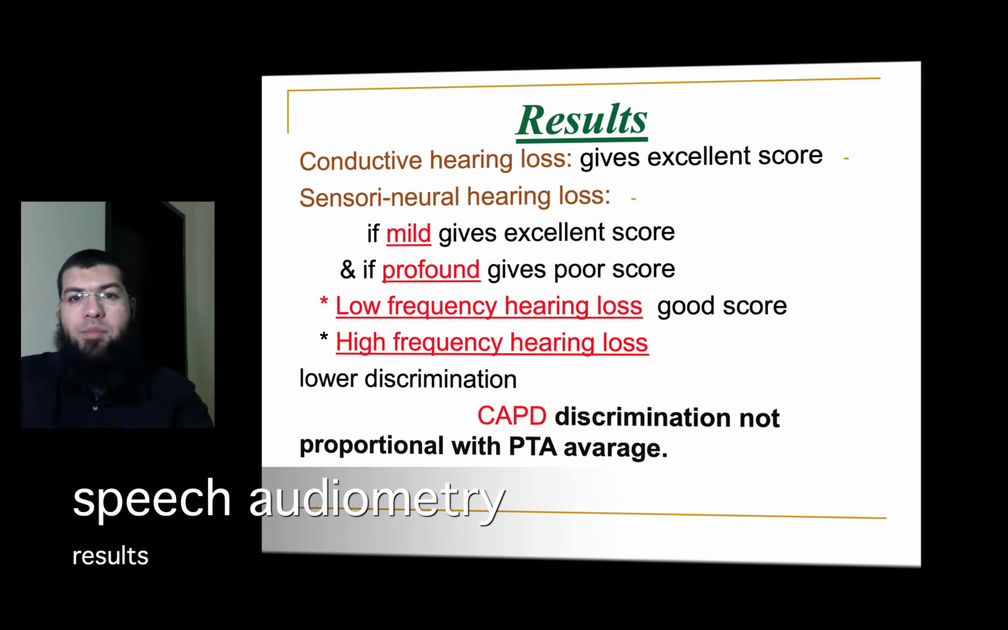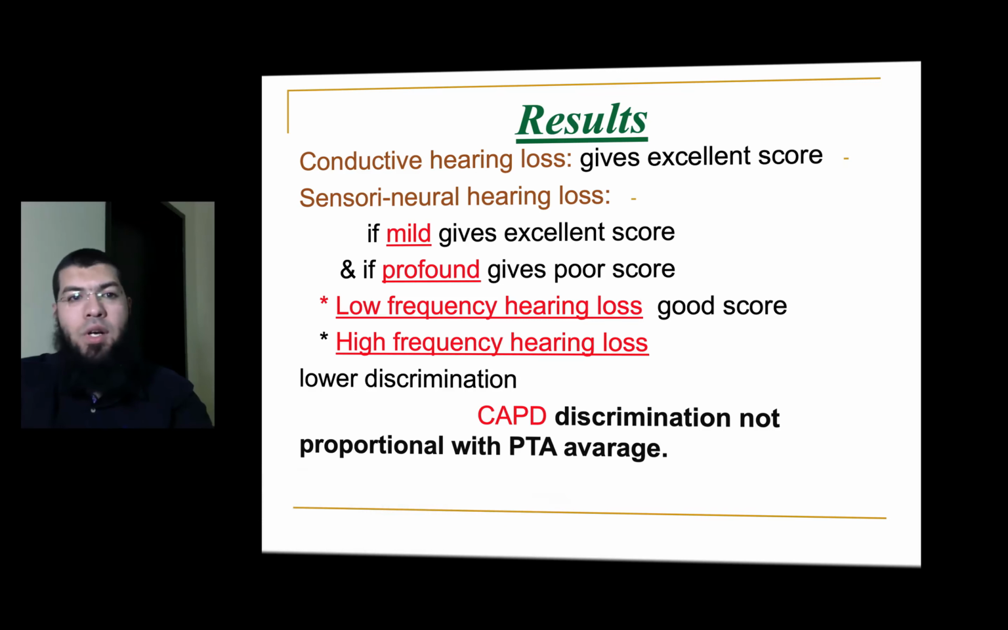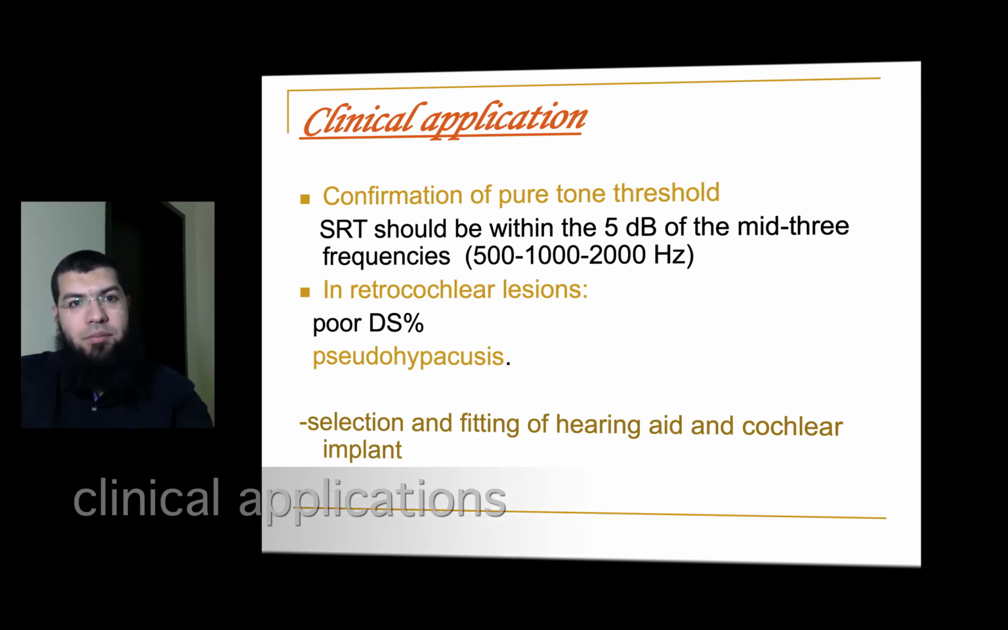The result of speech audiometry in conductive hearing loss gives an excellent speech discrimination score. In sensorineural hearing loss, if it is mild, it gives an excellent score. If it is profound, it gives a poor score. In low frequency loss, it gives a good score, and in higher frequency loss, it gives a poor score. In sensory auditory perception disorder, the discrimination is not proportional to the pure tone average, which is poorer than expected.